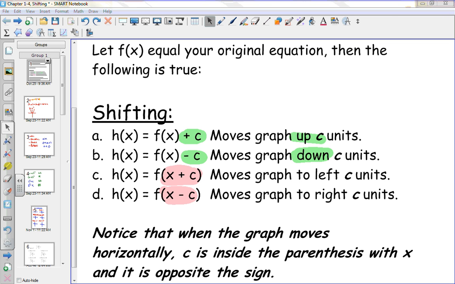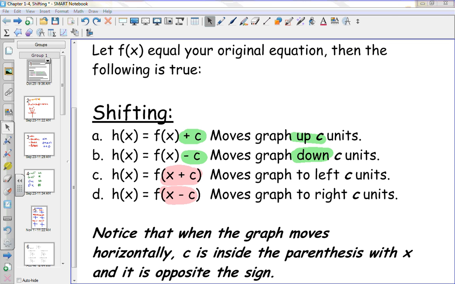F of x is your original equation, and that means we're going to create a new equation. That new equation is going to be titled h of x, because f of x is already defined to be something. So now I want h of x. So h of x is f of x plus c, meaning I've moved it up the graph c units. Doesn't matter what f of x is. What matters is I took that f of x and I pushed it up c units. If I have f of x minus c, that means I pushed it down c units.